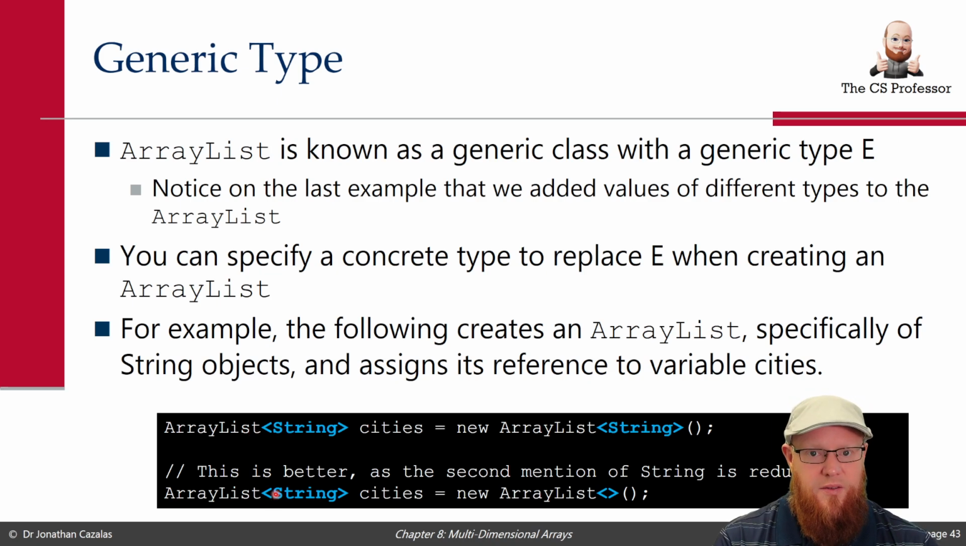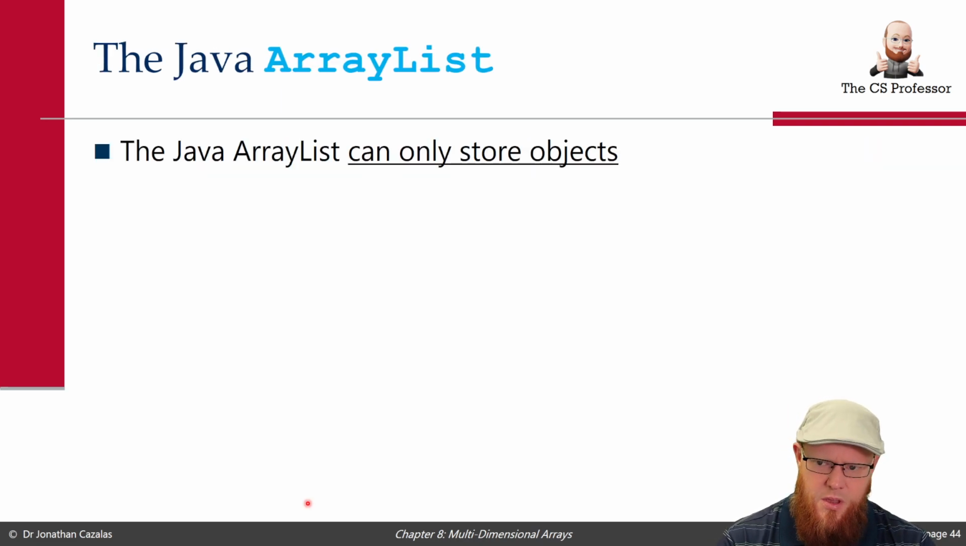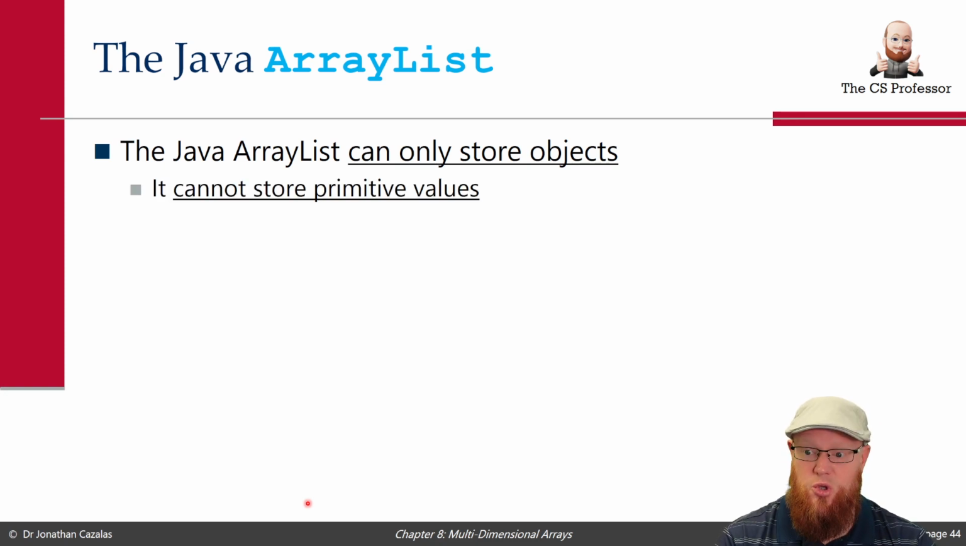So the newer way of typing that exact same line of code is you don't actually specify here on the right side what the data type is, because it's redundant since it's already identified on the left when you declare that variable. So the Java array list can only store objects. Super important to know. You cannot store primitives inside an array list.